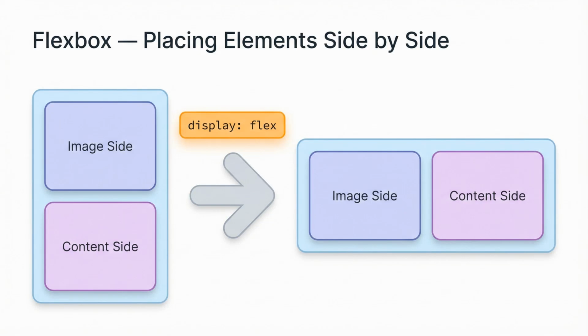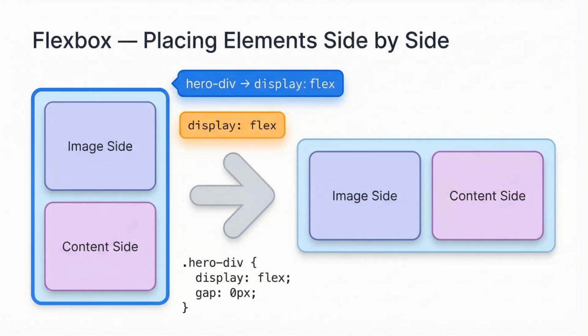Now let's get into Flexbox. The goal is to place two elements, an image section and a content section, side by side. Flexbox is the tool for this. The key rule: you apply display flex to the parent element, not the children. The parent sees its children and arranges them in a row by default. So we identify the parent container that holds both the image div and the content div, and that's where Flex goes. In practice, a class called HeroDiv is created and given display flex. This immediately brings the two sections side by side. A gap property is also added to create spacing between them.